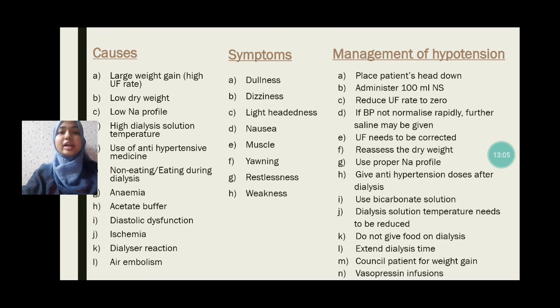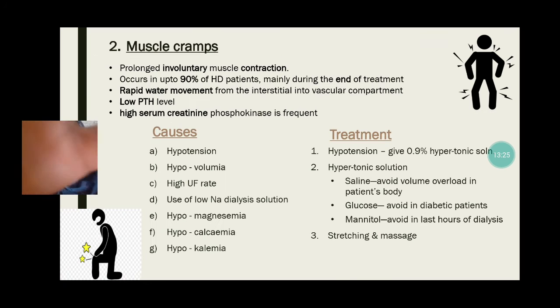Buffer should be bicarb solution. Extend the dialysis time. In case of anemia, you have to give the patient any kind of supplement or injections should be administered. Counsel the patient about weight gain. If there is a large amount of weight gain in the patient, then counsel the patient for the weight gain.